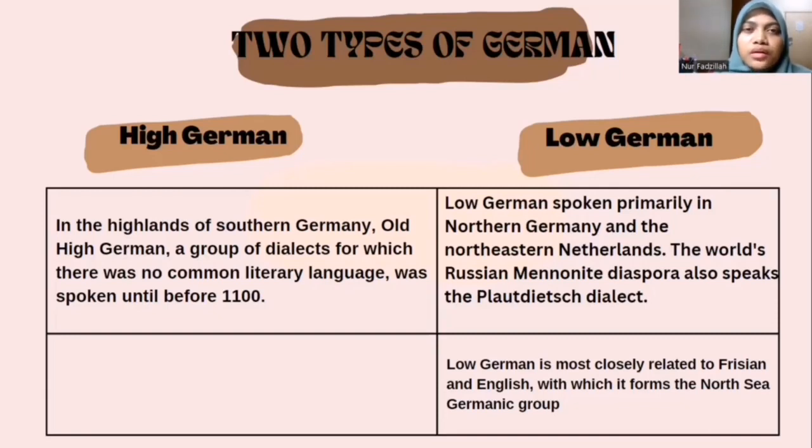Because Low German is closely related to English and Frisian, they have come up with a new Germanic group, which is the North Sea Germanic group.